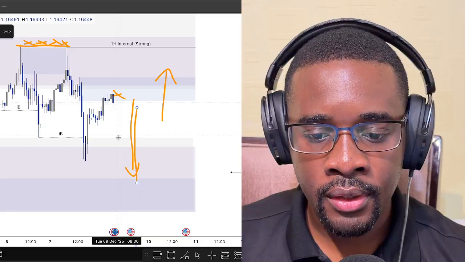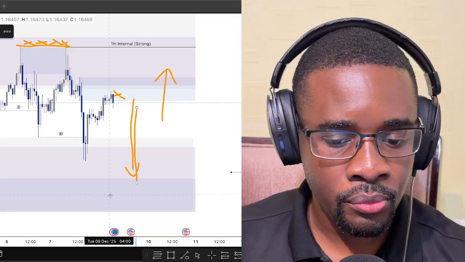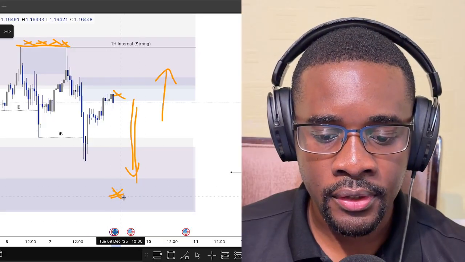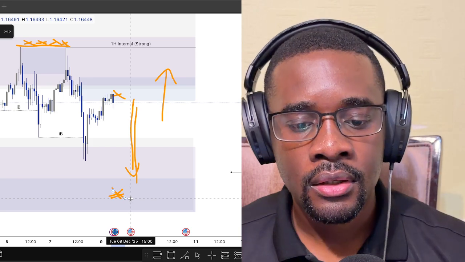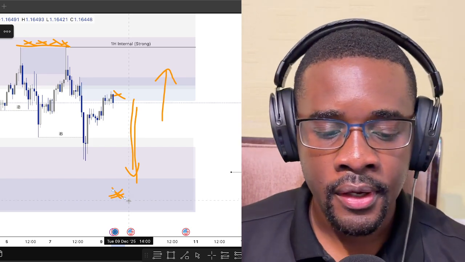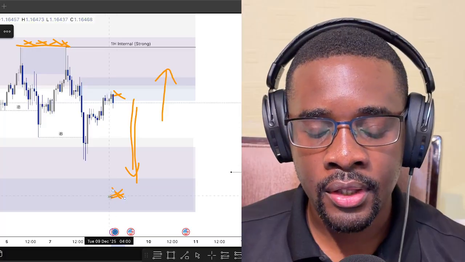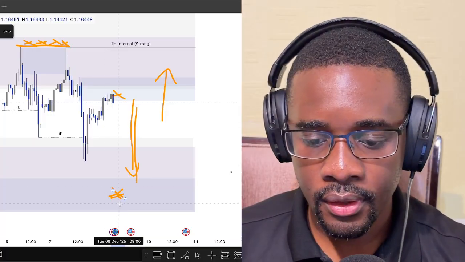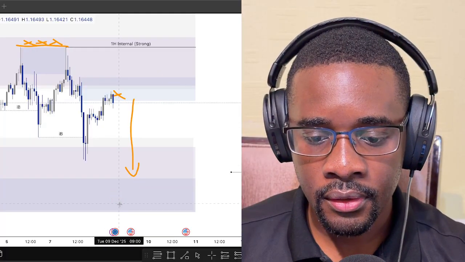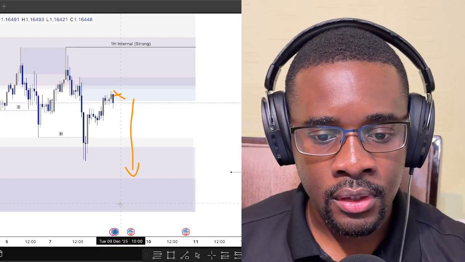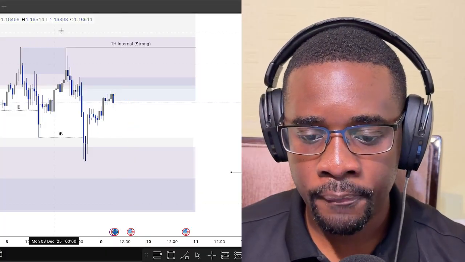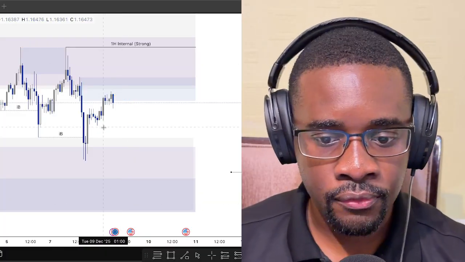So it would be better to maybe wait for longs from this area, where we'll be expecting realignment with the higher time frames. So that will be the trade idea for the day.